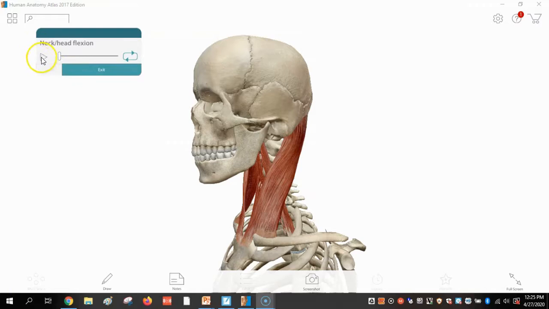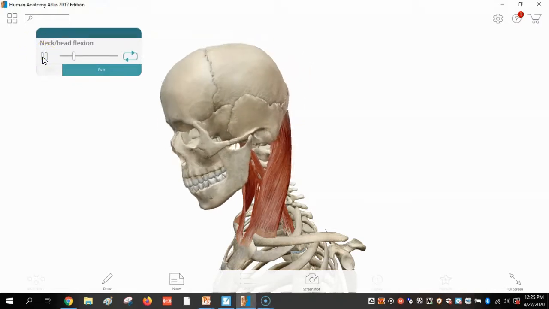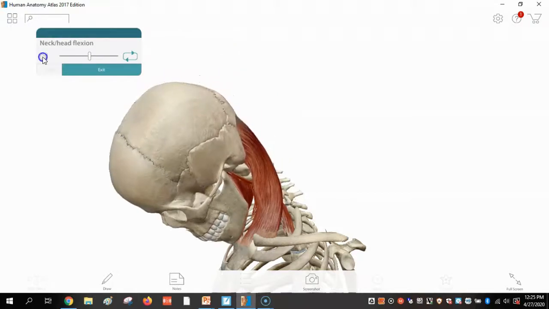So back to our anatomy atlas, and this will show you the neck flexion. Head tips towards the front, and in this case we can see that the mastoid process is now pulled closer to the front side of the body. If we were to tip our head towards the back and do extension, it would actually be elongating this muscle, and we know muscles shorten with contraction. So sternocleidomastoid causing neck flexion.